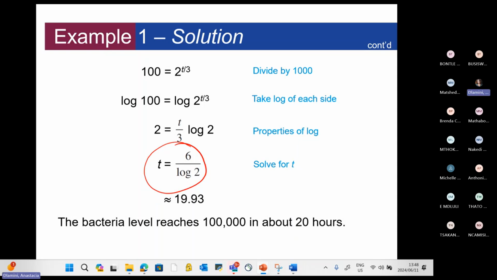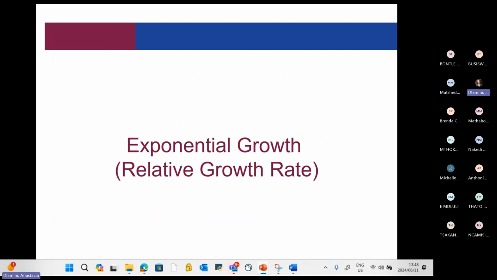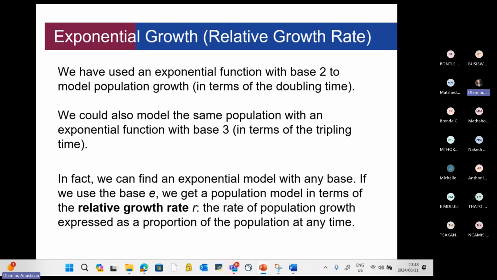Are we together? Yes, we are, ma'am. Now the exponential growth. We're looking in terms of population, how the population is growing, but then we're looking at doubling. Now we have used the exponential function with base 2 to model population growth in terms of doubling time.